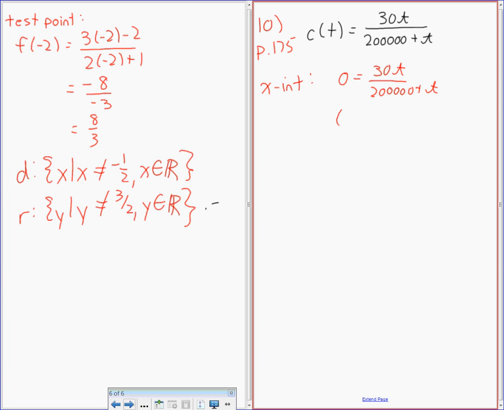So that's going to be 0, 0. Okay, my y-intercept is going to be y equals 30 times 0 all over 200,000 plus 0. So y again is equal to 0. So conveniently, the x and the y-intercepts are the same, which makes sense.